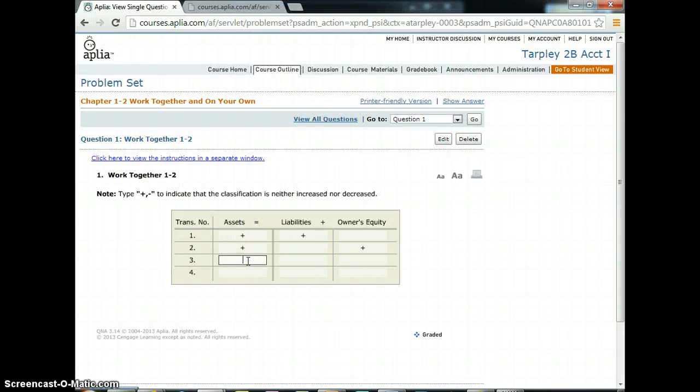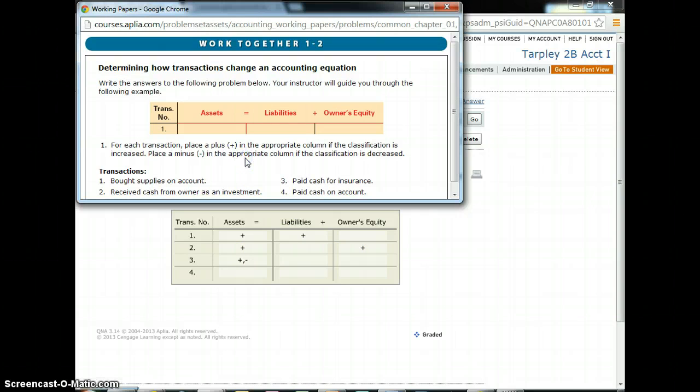So in this case, I'm going to both increase and decrease my asset side. And if I look at it, plus plus, I'm in balance. Plus plus, I'm in balance. Plus and minus and nothing on this side, I'm still in balance. Everything's still good. Alright, let's look at my last one.